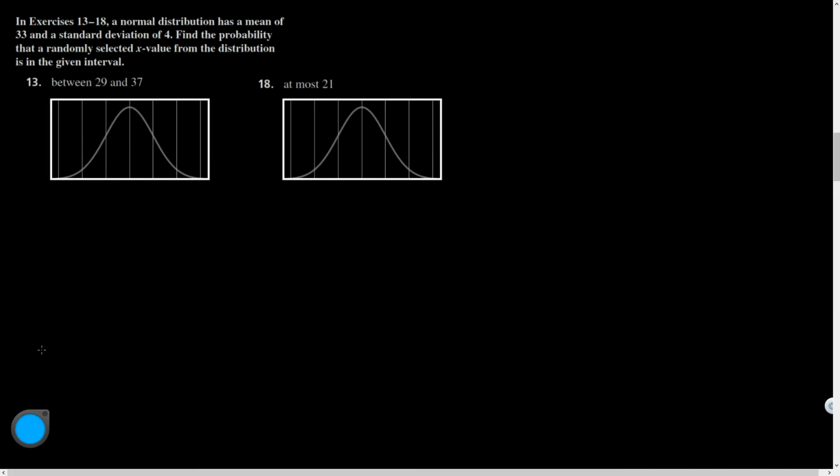Here we go. It says a normally distributed set of data has a mean of 33. So that's my measure of center. So here's 33. Actually, both of these are going to be 33. And a standard deviation of 4. So that means from here, I'm just going to keep plus 4ing to get my new locations on my curve. And over here, I'll subtract 4, subtract 4, subtract 4. So 33 plus 4 is 37, plus 4 is 41, plus 4 is 45.